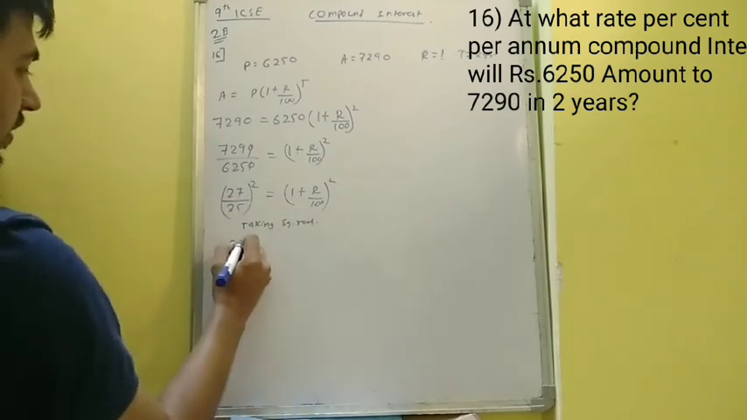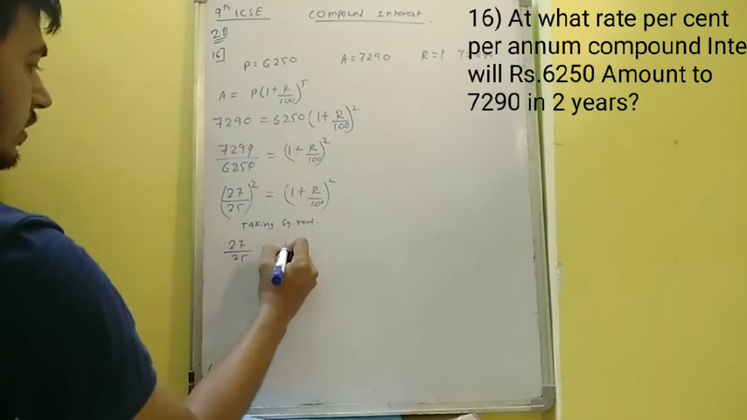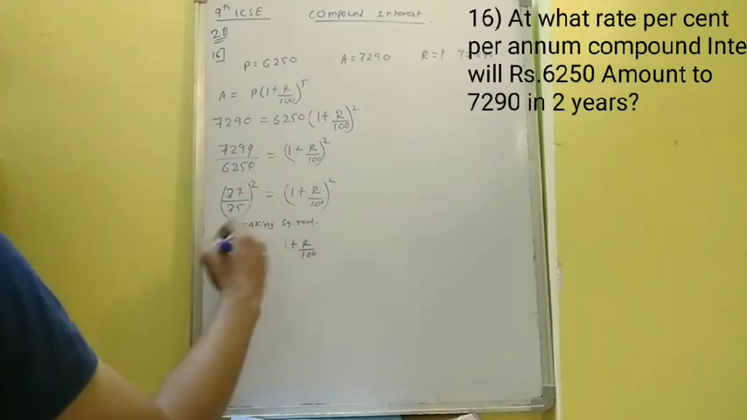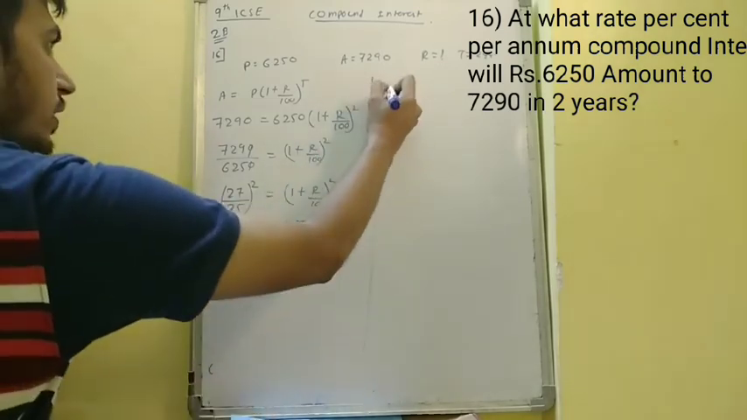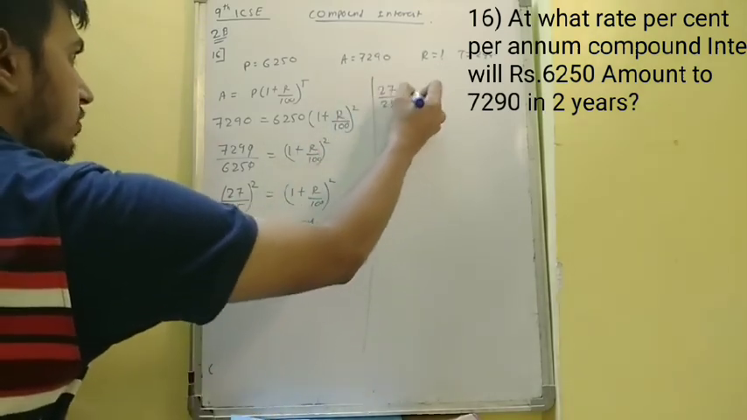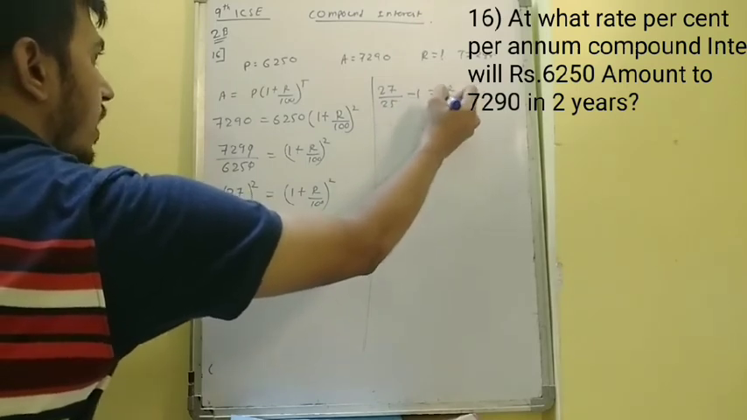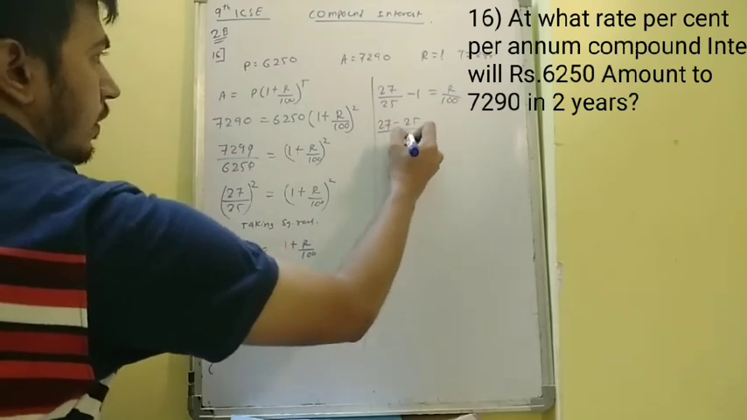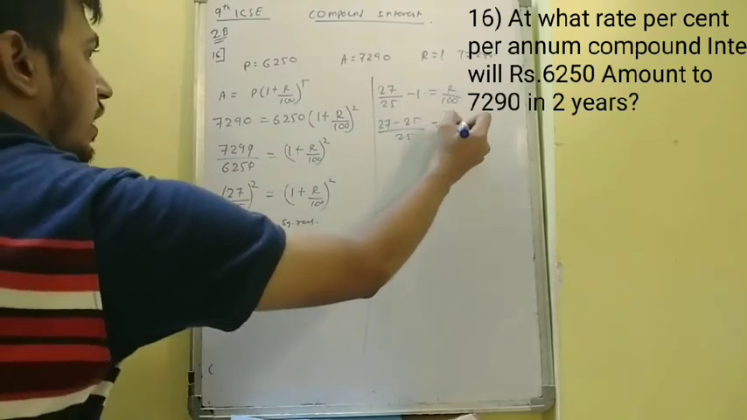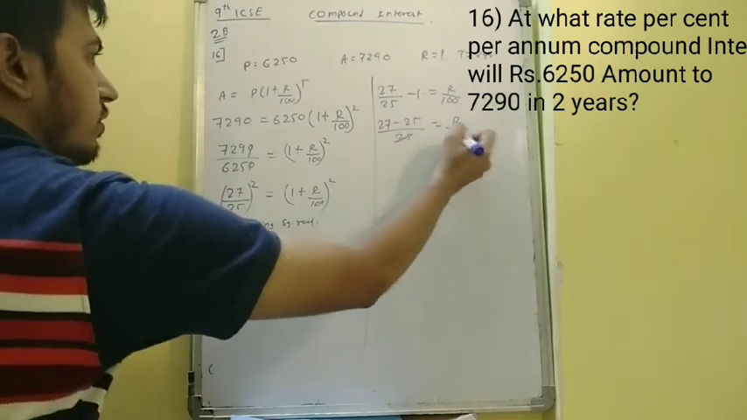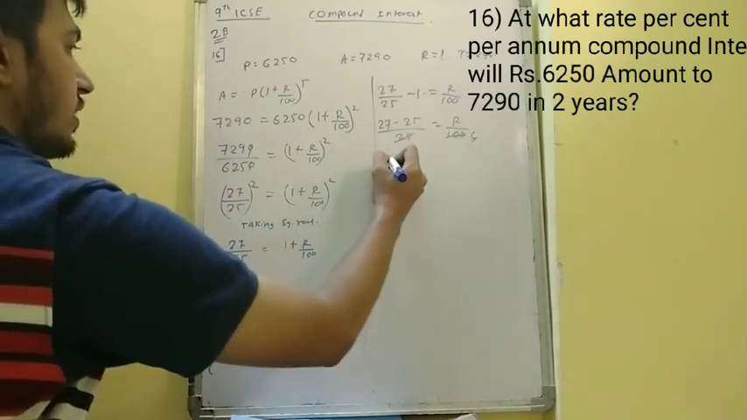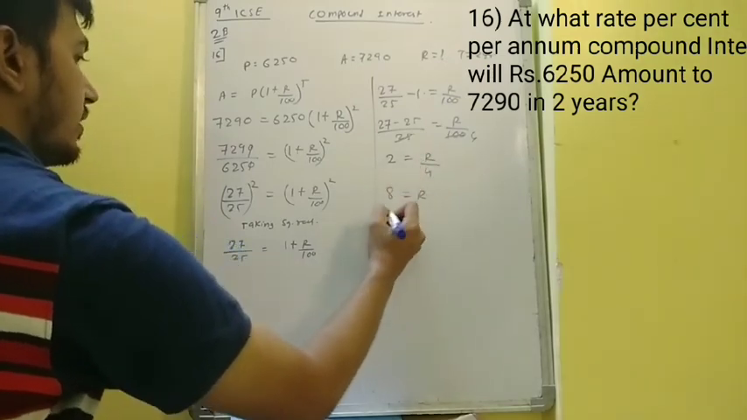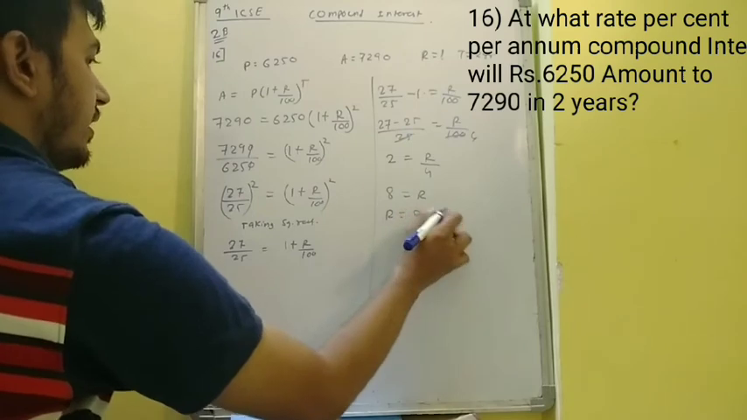So 27 upon 25 is equal to 1 plus R upon 100. 1 will come this side and get subtracted. So we will have 27 upon 25 minus 1 is equal to R upon 100. Then we will cross multiply it. 25 ones are 25, 25 fours are 100, 27 minus 25 is 2, so R upon 4. 4 twos are 8. So the rate is 8%.